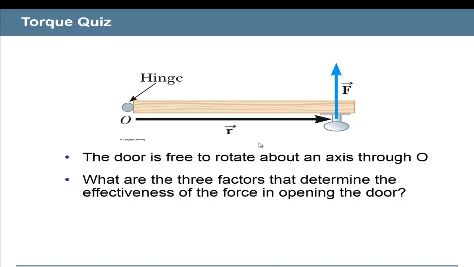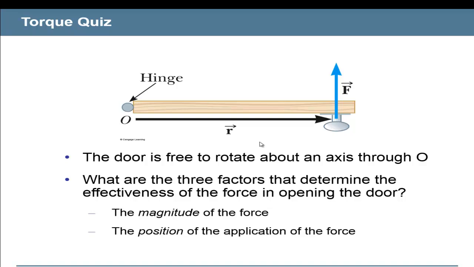So we have here the magnitude of the force, the position of the application of the force, also known as the moment arm, and the angle at which the force is applied. All determine the effectiveness of the force in opening the door.